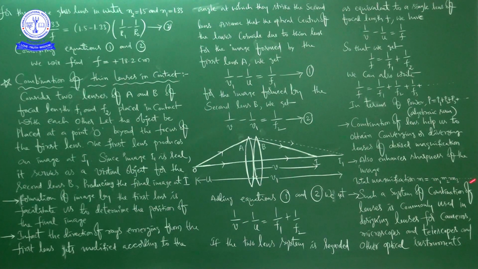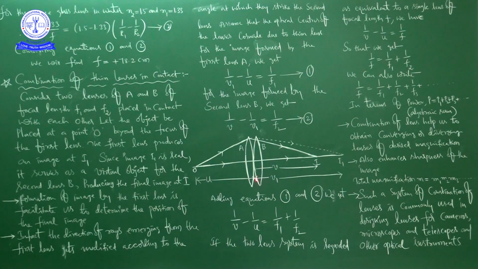So here the total magnification achieved in this combination of lenses, M is equal to M1, M2, M3, M4 like this. So it is the product of the magnifications of all of them, right? M is equal to M1, M2, M3, etc. You know very well, in this discussion, the image due to the first lens acts as an object to the second lens. Suppose here it is I1. So image I1 acts as a virtual object to the second lens.